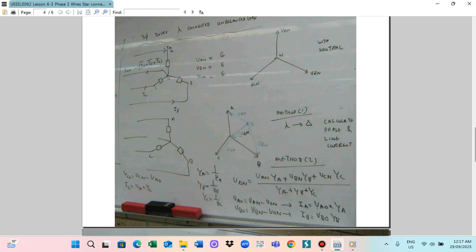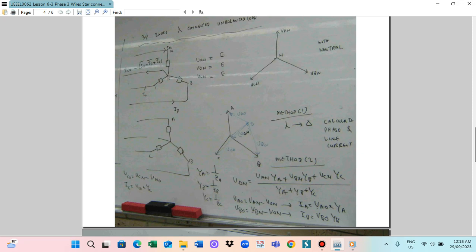Normally the three-phase is going. So long as the neutral wire is connected, all phase voltages are the same. This is the VAN, VBN, and the VCN. Their magnitudes are the same. So VAN is E, for example, this one is E, this one is E. So long as the three-phase neutral wire exists, all the phase voltages are the same.